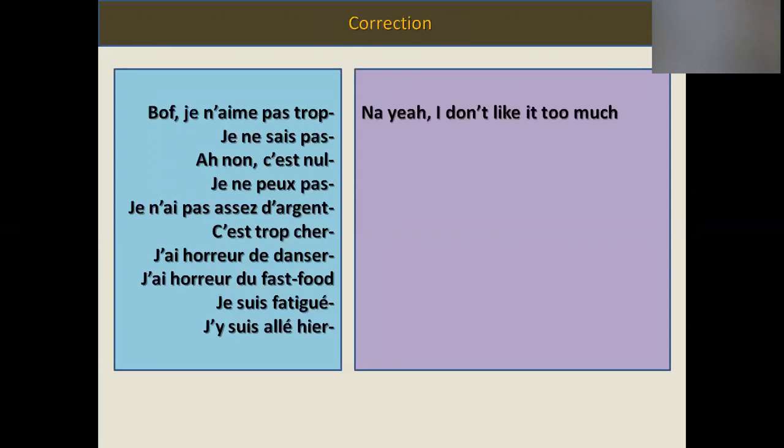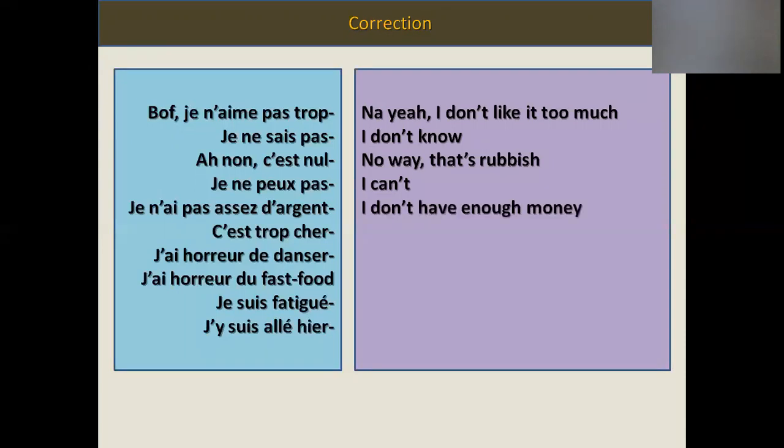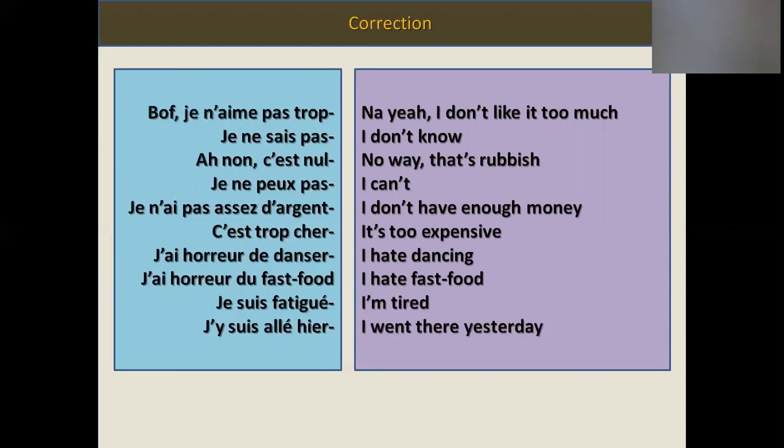Okay, on corrige. So, bof, je n'aime pas trop means, nah, I don't like it too much. Je ne sais pas is, I don't know. Ah non, c'est nul. No way, that's rubbish. Je ne peux pas, I cannot. Je n'ai pas assez d'argent, I don't have enough money. C'est trop cher, it's too expensive. J'ai horreur de danser, I hate dancing. J'ai horreur du fast-food, I hate fast food. Je suis fatiguée, I'm tired. J'y suis allée hier, I went there yesterday.